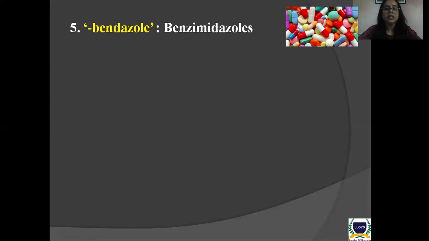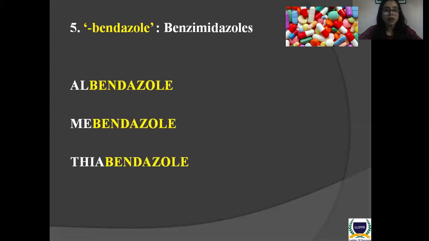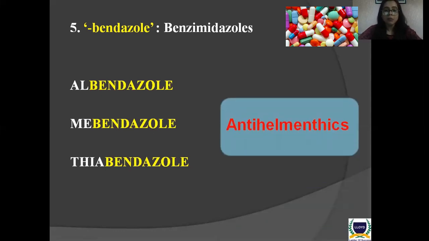The fifth type of suffix is bendazole. Bendazole indicates these are benzimidazoles. The benzimidazole drugs are albendazole, mebendazole, thiabendazole. All these also end with the same suffix, bendazole, and this indicates they are benzimidazoles. These drugs can be used as anthelmintics. Anthelmintics are basically the group of antiparasitic drugs that expel parasitic worms and other internal parasites from the body. So all these drugs can be used as anthelmintics.